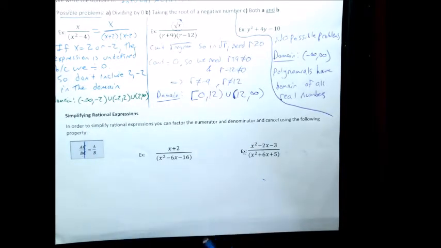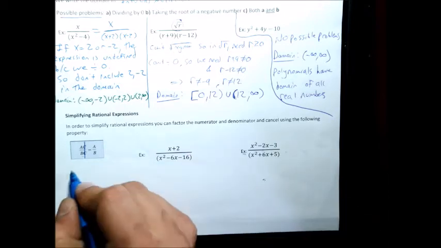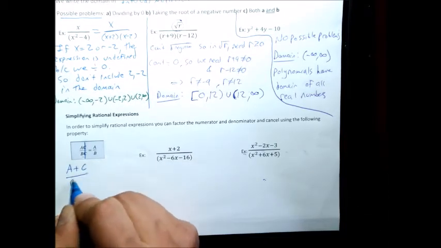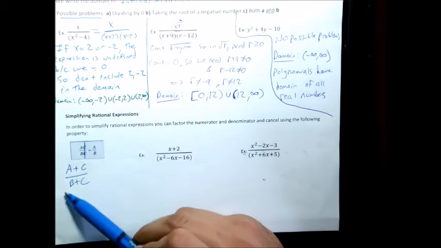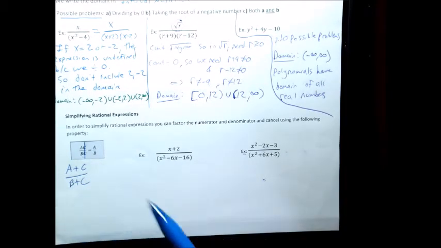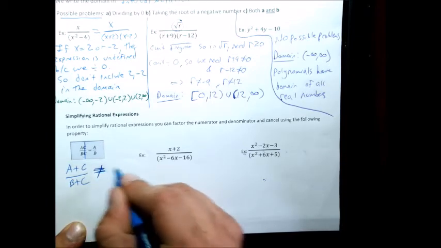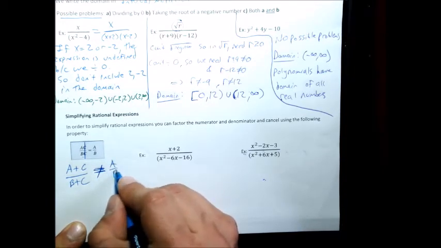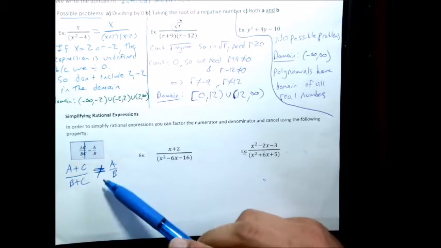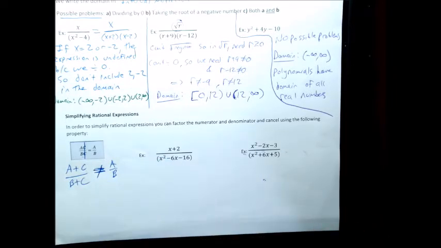Let me just clarify this though. Don't make this mistake. If we have a plus in between the two of them, we are not allowed to cancel. So this is not equal to a over b. Be careful about that. That's another common mistake. If they're being multiplied, yes, we can cancel. If there's addition between the two of them, you cannot cancel them. All right, be careful about that.